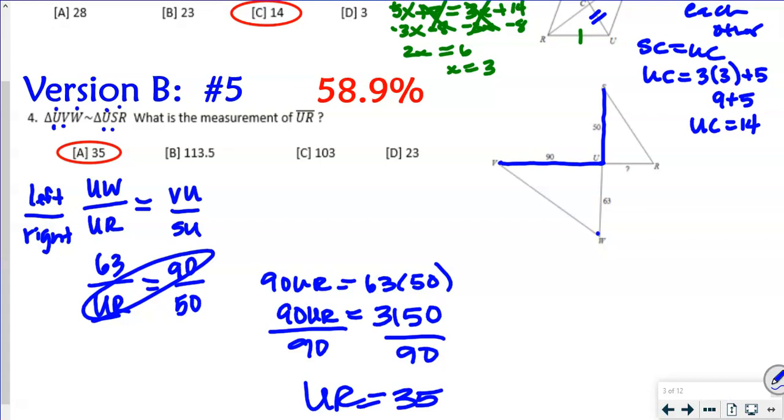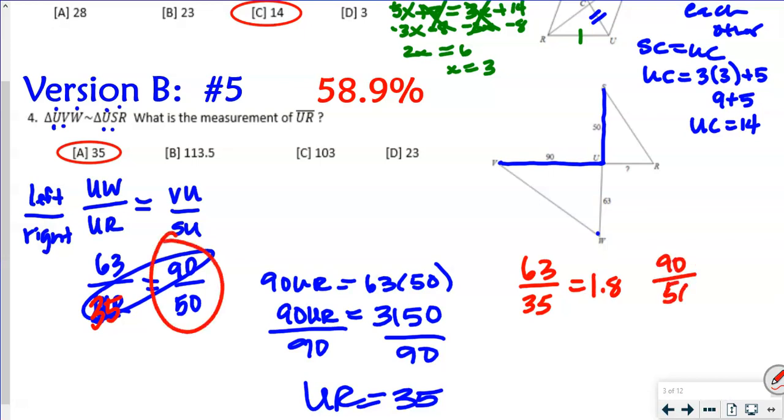And we can check this. Remember how? Okay, let me show you guys. So you can put that 35 right here. Let me put it in red. 35 right there. So we want to compare 63 over 35. 63 divided by 35 is equal to 1.8. And we want to see if that's the same ratio here, right? 90 divided by 50. Go ahead and divide that, and that is also 1.8. So that's how we check our answers, y'all. Do we get the same value when we create the ratio?